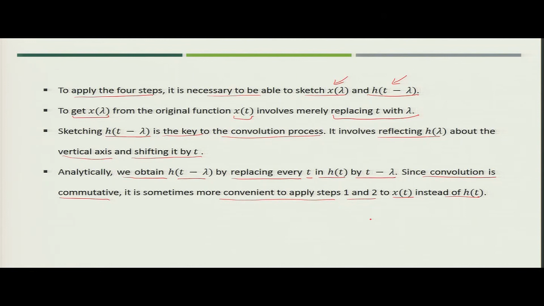So, now we will take one example. What we can do is stop our discussion today at this point, and we will continue our discussion on the convolution integral in the next lecture also.